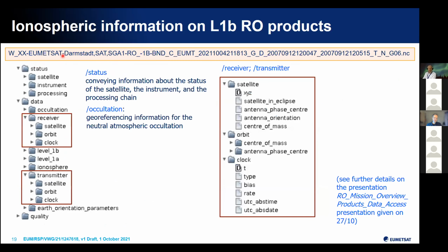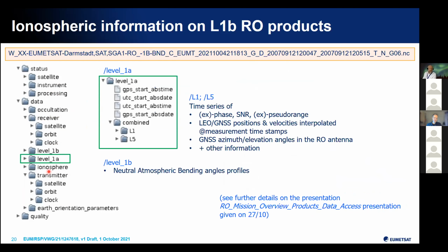Anyway, yesterday I also described the details about the products we are going to generate, and the ionospheric data will be included in our level 1B product. It will be one netCDF file for each occultation. There is a lot of information inside our netCDF file. Please refer to yesterday's presentation for the neutral part. But I would like to highlight here the role of the low-level measurements in the level 1A subgroup, because this is really important also for ionospheric monitoring.